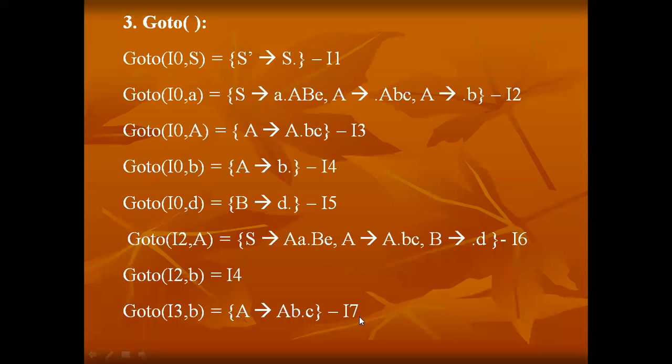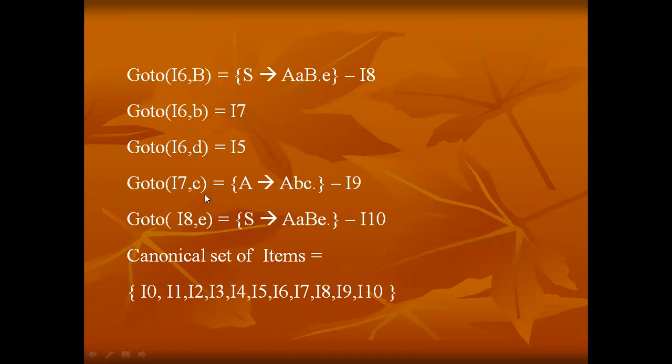And now see in I7, here I have dot C, right? So I need to call goto of I7 comma C, and it becomes A tends to ABC dot. Again, it is a new production rule, giving the name of that item I9, right? And I7 is completed. Now check in I8. Here in I8, after the dot we have E. So goto of I8 comma E, and what will happen? S tends to AABE dot.